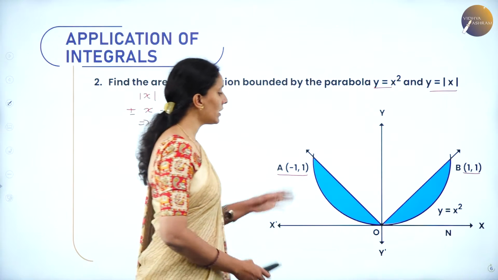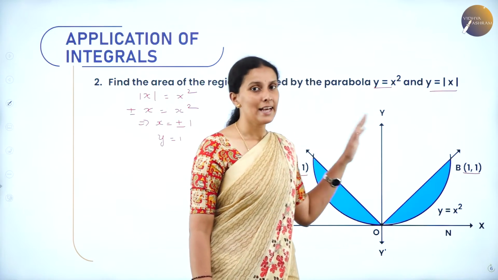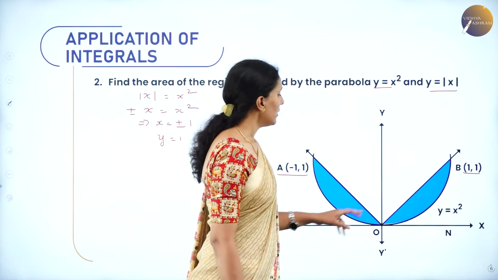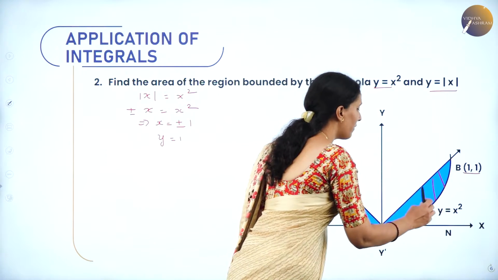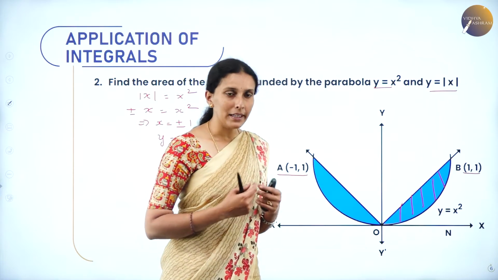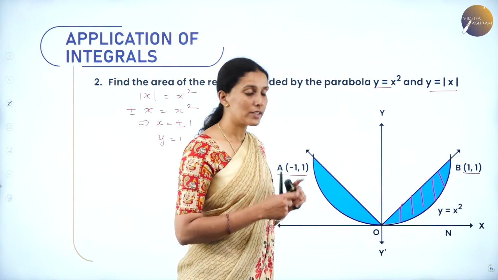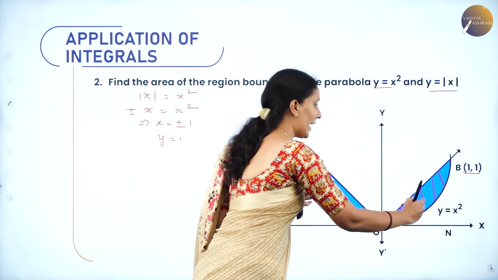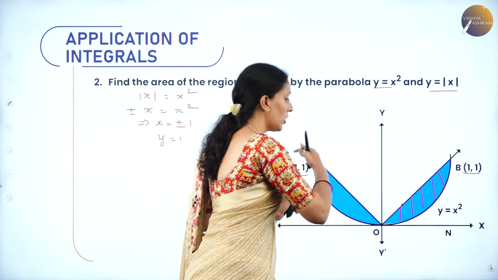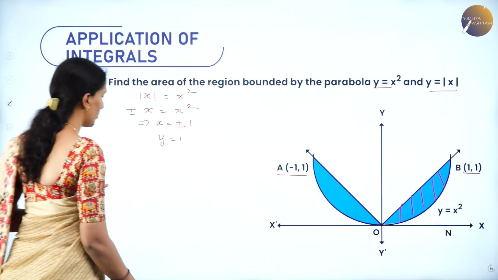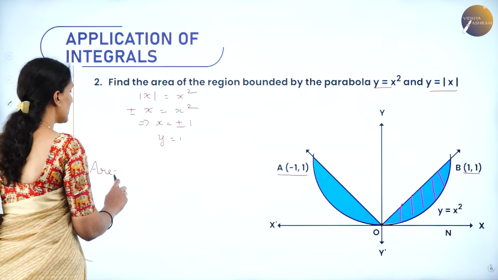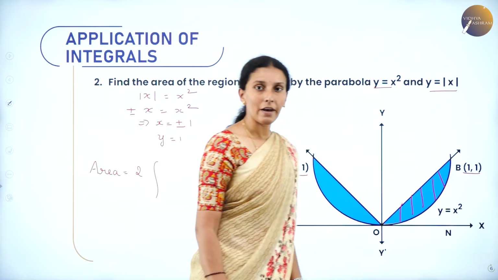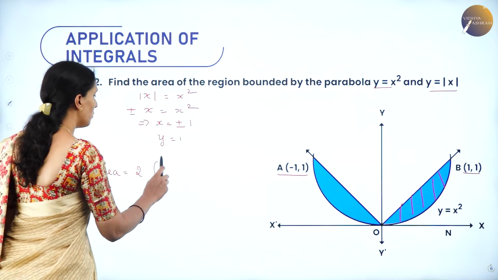Now here we know that the parabola is symmetric about the y axis and the modulus function is also clearly symmetric. Here I will calculate only the area in the first quadrant. Then I will double the area so that we will get the total area, because it is exactly the mirror image of this one. So once you calculate the area of this region, then double it, you will get the total area bounded by this region. So the required area becomes 2 times the integral, which lies from 0 to 1. Our x coordinate is from 0 to 1.